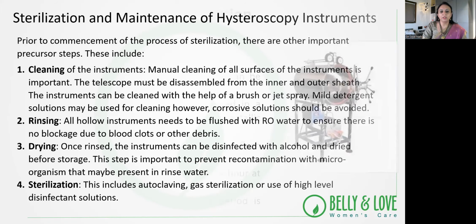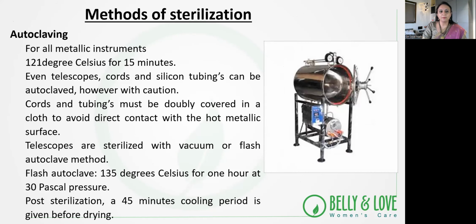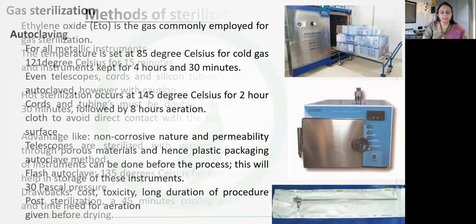After that, we put it in the sterilization. Sterilization can be by autoclaving. Metallic instruments can be autoclaved. Nowadays, many telescopes and sheaths are autoclavable. But on repeated use of autoclaving, the telescope can get damaged, so we have to be very careful while sterilizing the telescope, because it can cause clogging of the protein and cause a vision blur. Tubes and cords can also be doubly covered with cloth and autoclaved, and flash autoclave can be used for rapid sterilization.